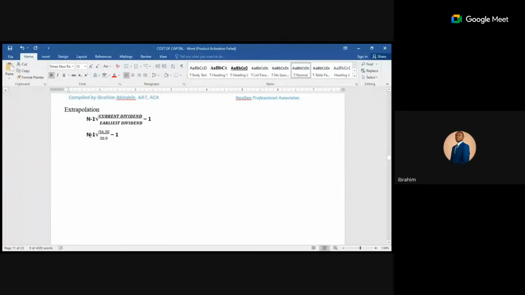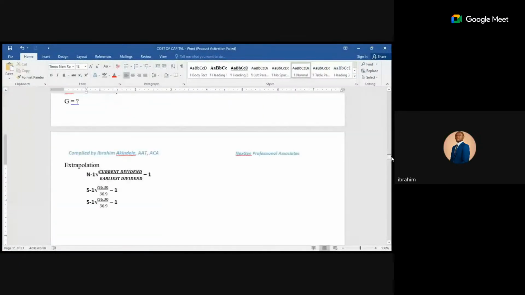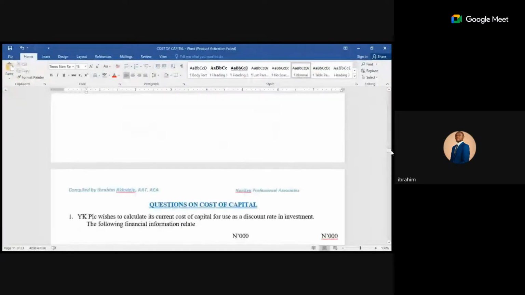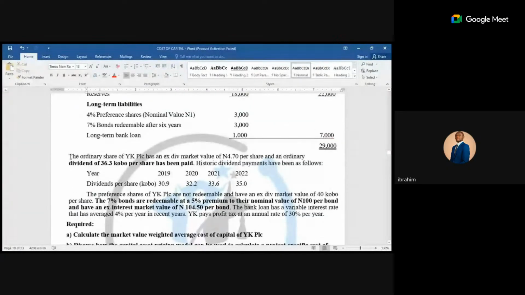So that is 5. Who can tell me the reason why we minus 1? Why should we have to minus 1 here? The reason why we have minus 1 is that the last year does not have a growth rate. Thank you. Because there is no growth in 2023 yet.